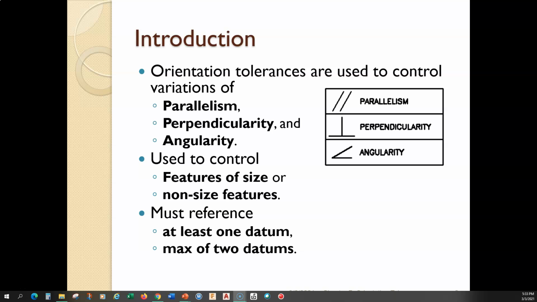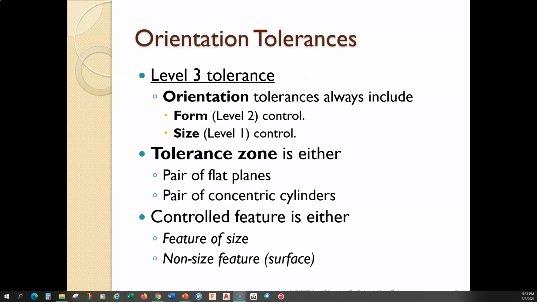We can use the orientation tolerances for features of size or non-size features. Obviously, with features of size, we also have the ability to use material condition modifiers, and we must include at least one datum reference. All right. Orientation tolerances are a level 3 tolerance.